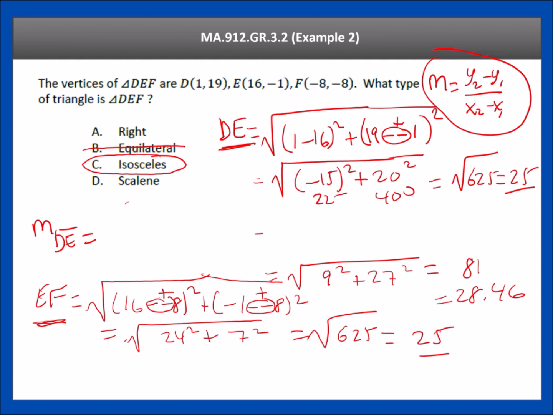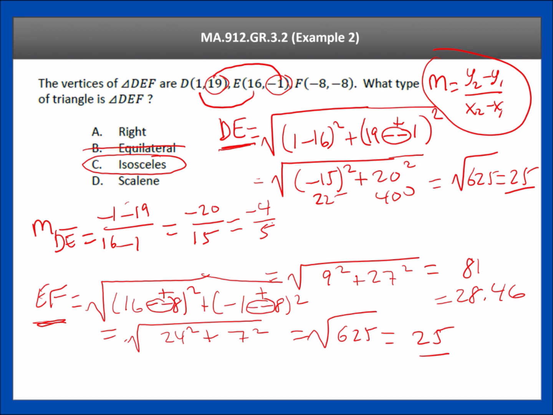Okay, so DE. Y2 minus y1, so negative 1 minus 19 over, now we're going to do 16 minus 1. So we get negative 20 over 16 minus 1 is 15. So we got negative 20 over 15. Let's go ahead and reduce this. So this is going to reduce to negative 4/3. Divide top and bottom by 5, you get negative 4/3.